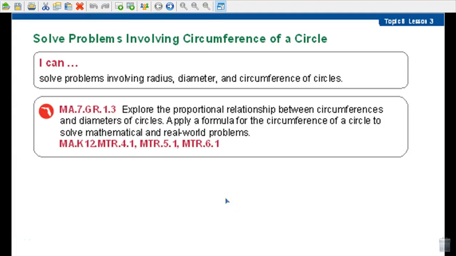Today we've got topic 8, lesson 3. Solve problems involving circumference of a circle. I can solve problems involving radius, diameter, and circumference of circles. The standard for today is MA.7.GR.1.3. Explore the proportional relationship between circumferences and diameters of circles. Apply a formula for the circumference of a circle to solve mathematical and real-world problems. Let's dive on in, class.